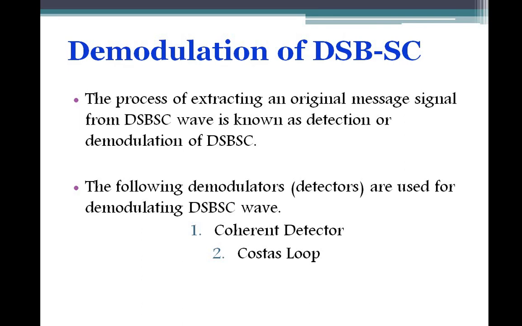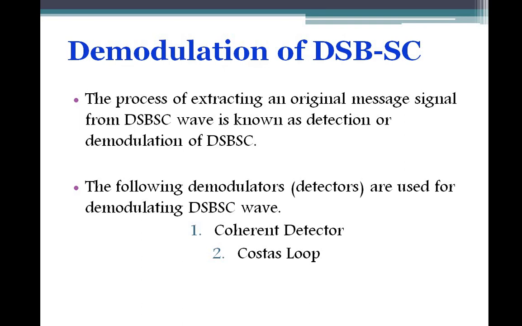The demodulators that we are going to see in today's class, used for detecting the message signal from the DSBSC modulated wave, are, first, the coherent detector and, second, the Costas loop detector. These are the two techniques used to find the original message signal when the modulation done is DSBSC. So if your original signal is modulated in DSBSC form, you have to use these two detectors, the coherent detector or the Costas loop detector, to find the original message signal.